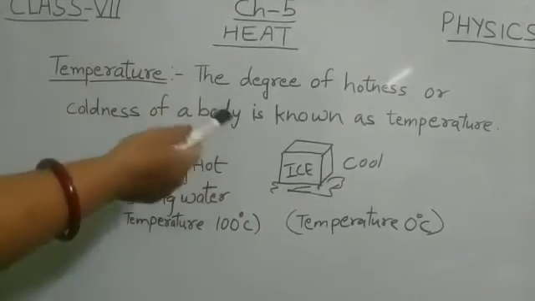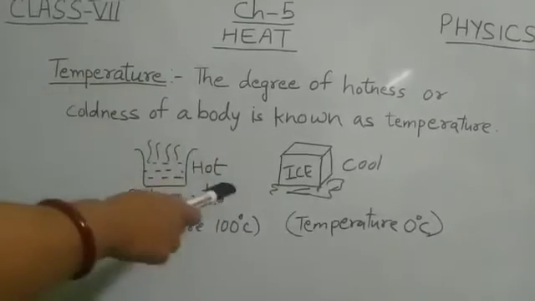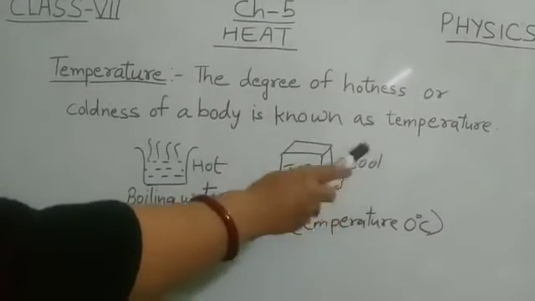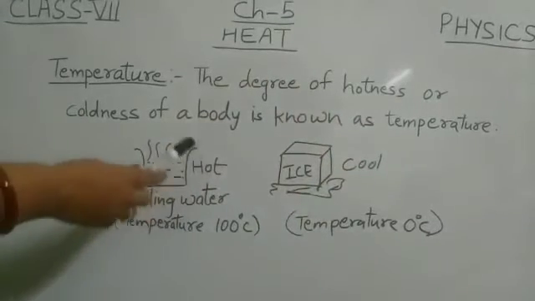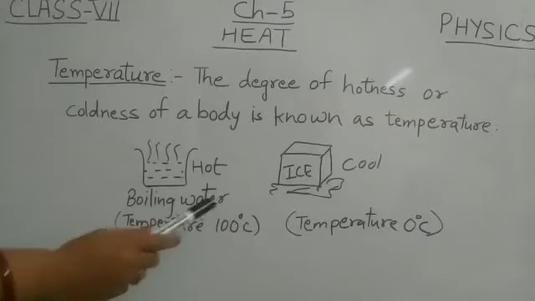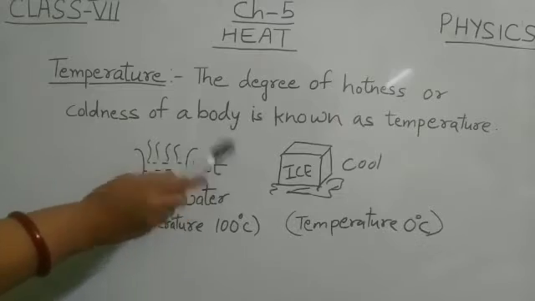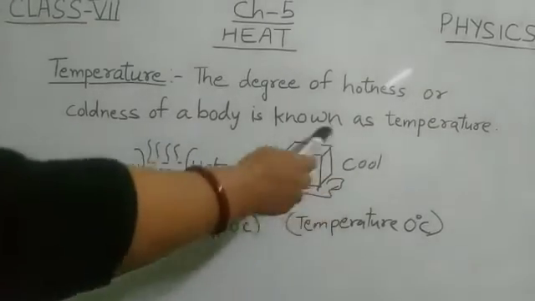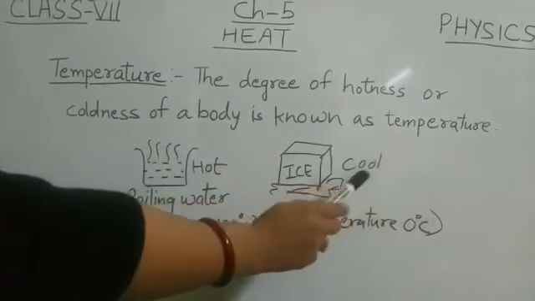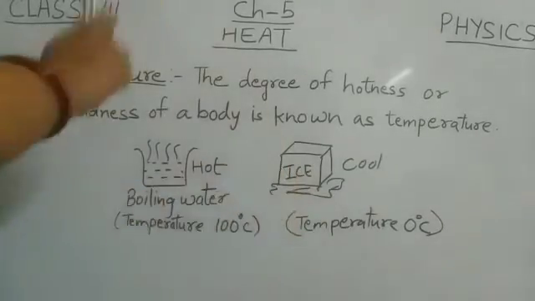A high temperature of an object tells us that it is very hot, whereas a low temperature of the object tells us that it is quite cold. For example, the temperature of boiling water is 100 degree Celsius, which is quite high. So boiling water feels to be very hot. On the other hand, the temperature of melting ice is 0 degree Celsius, which is quite low. So ice feels to be very cold to touch.